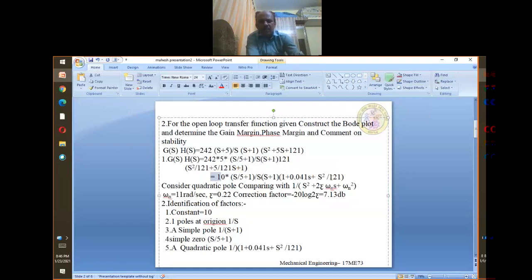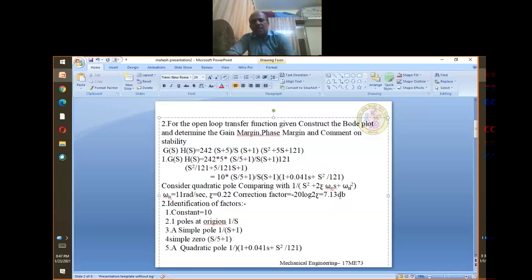Now, whenever you come across a quadratic pole, you should compare it with the standard second order equation, 1 / (s^2 + 2ζω_n s + ω_n^2). This is the standard second order equation, so compare this quadratic pole with it. If you compare, we get 2ζω_n = 5, so get the value of ζ. ω_n^2 = 121, so ω_n is 11. Then the correction factor due to damping is -20 log 2ζ, which is +7.13 decibels.